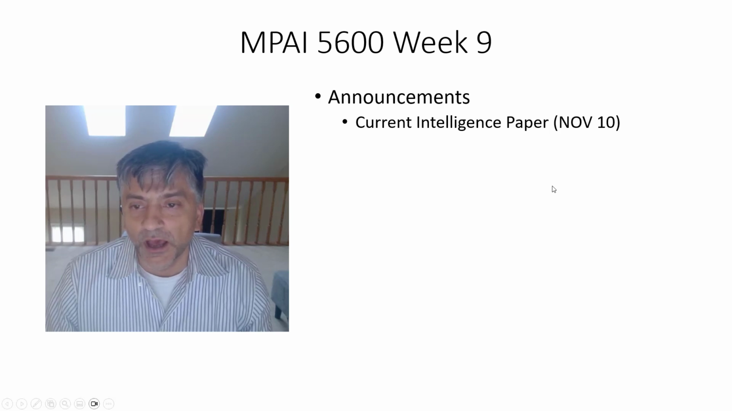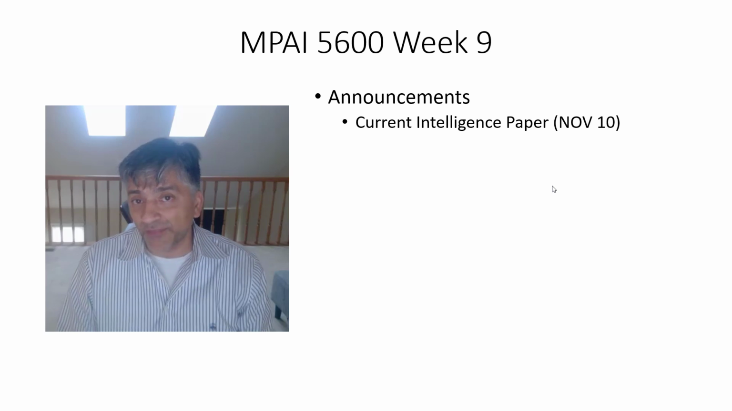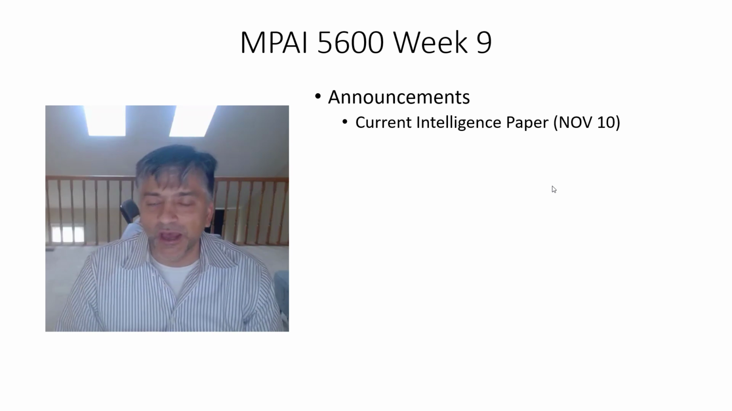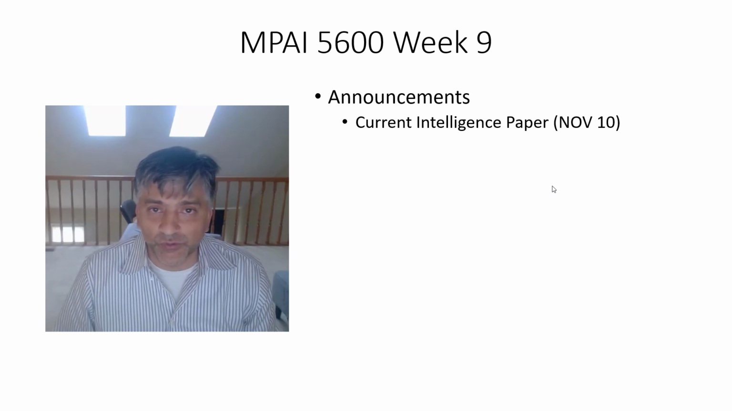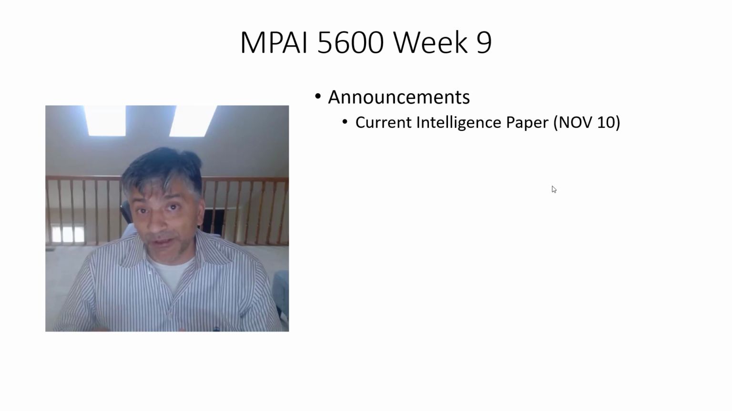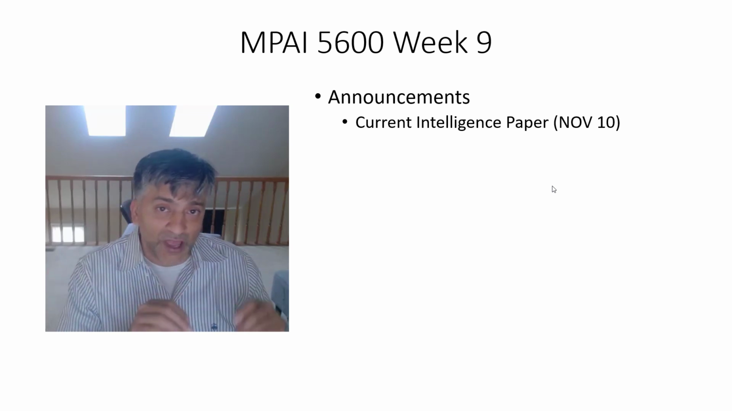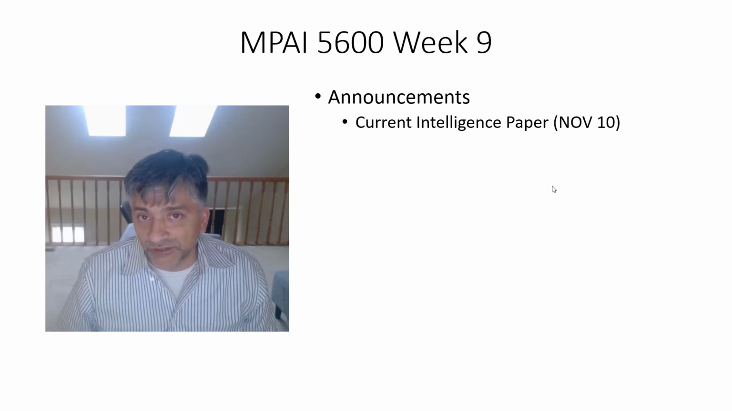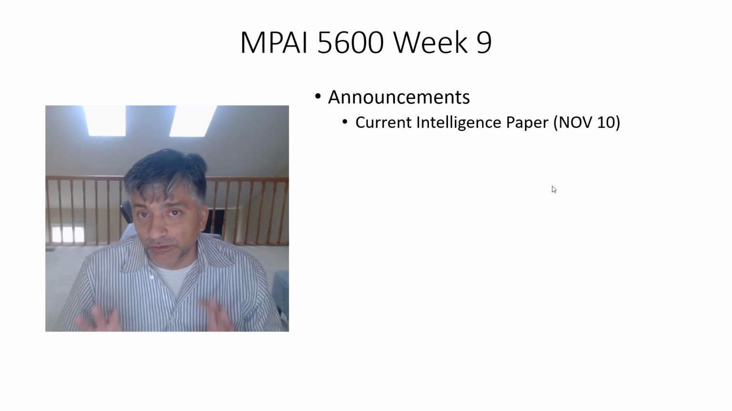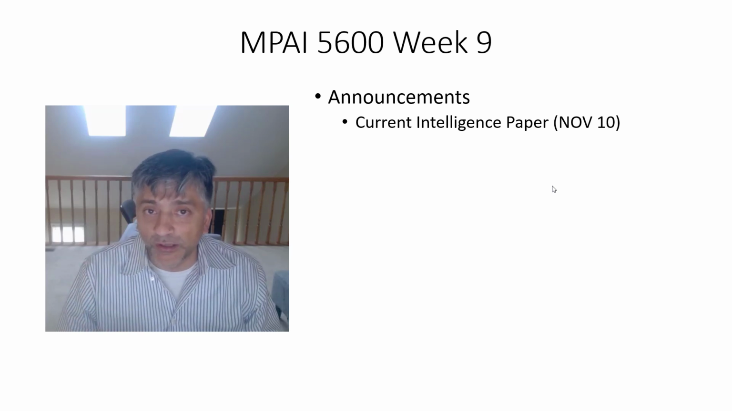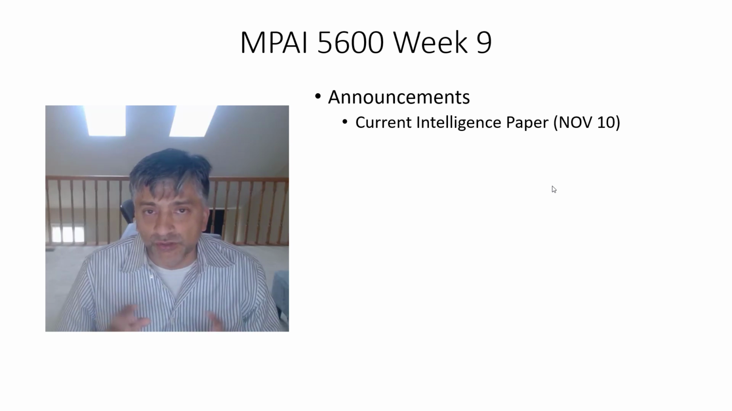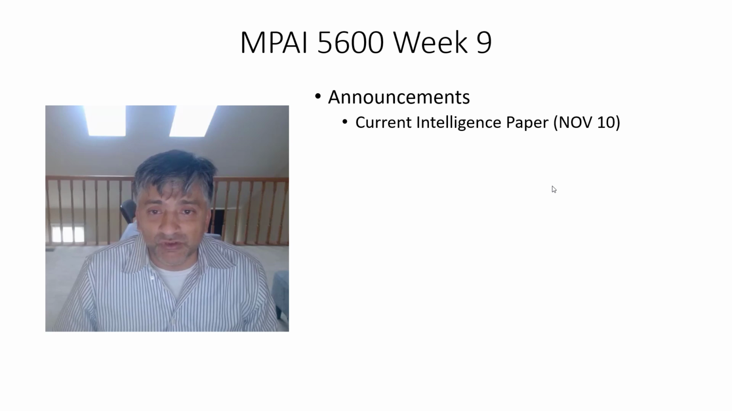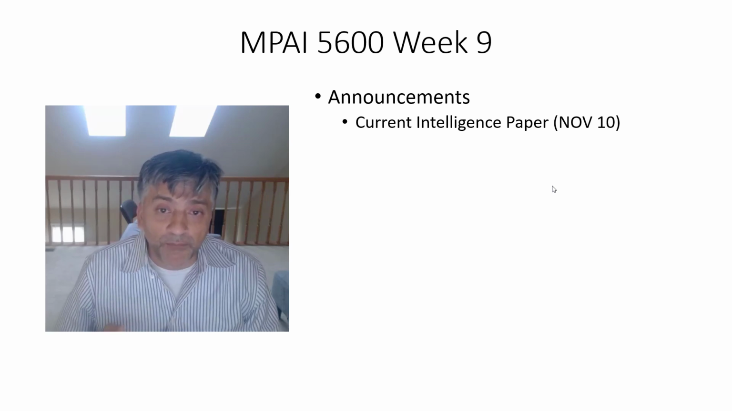The only announcement: the current intelligence paper is due November 10th. So you've got about a couple of weeks, 1,500 words. I'm going to release it today, or we'll release it this week. It's several topics. You can write about terrorism, cyber, business, or criminal intelligence. But I can also let you write about the Capitol Hill failure as well, if that's what you're interested in. So that's due November 10th. Again, I think we've given a lot of guidance, so it shouldn't be too big of an issue going forward.